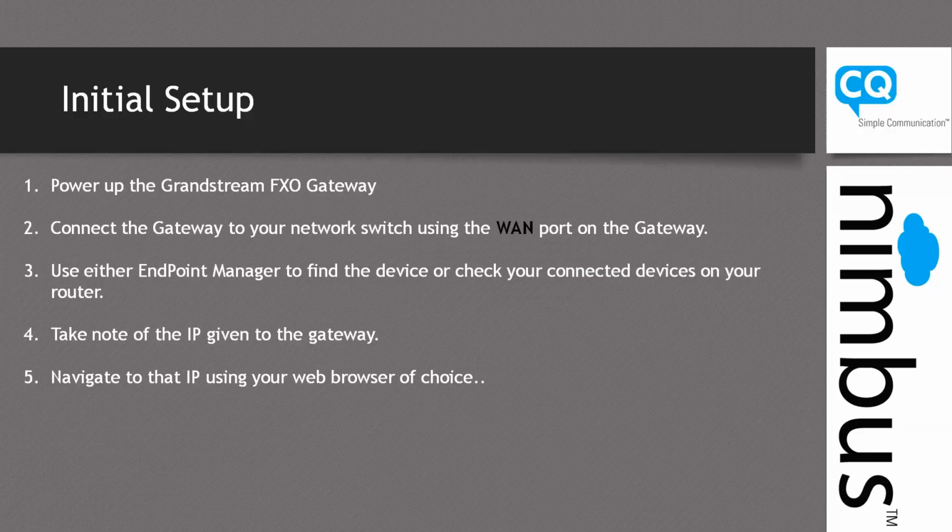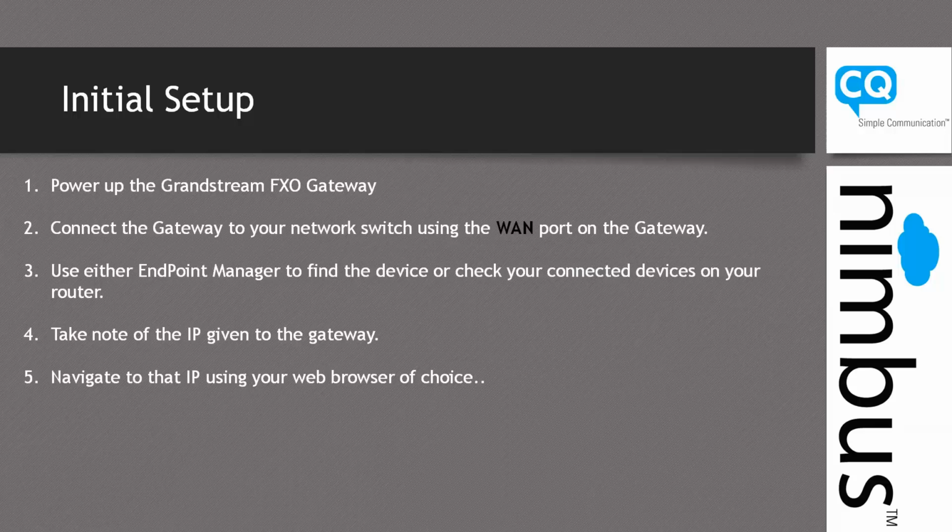up. You'll see a power cord and an on-off switch in the back; power it up. At that point, connect the gateway to your network switch and be sure to use the WAN port, the WAN port on the gateway, to your switch. At that point, it's going to obtain an IP address just like you would plug in a phone, and at that point you just need to figure out what that IP address is, because you will need to go to that address to do your programming.